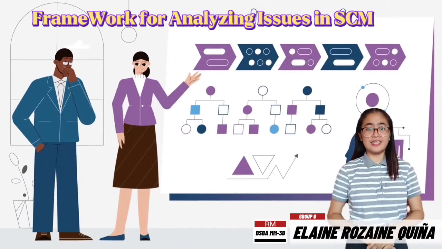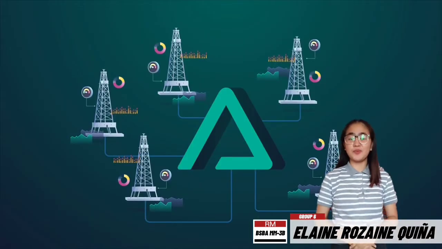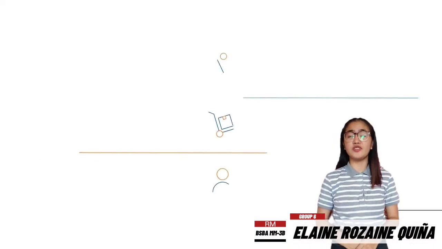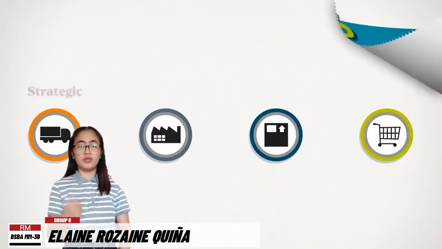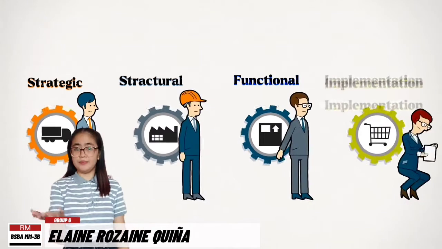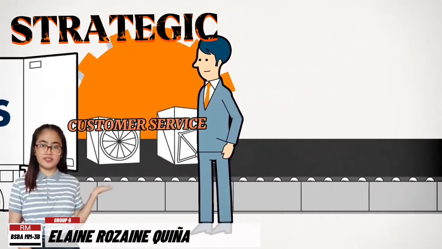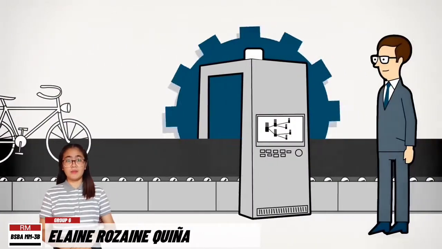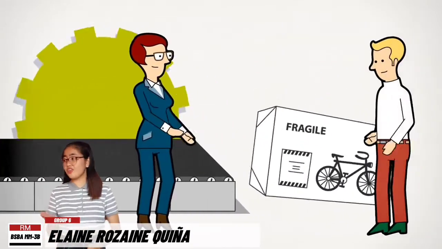Framework for Analyzing Issues in Supply Chain Management, or SCM. It is an essential supporting structure that the retailer must examine in order to solve problems with regard to the supply chain. We have four areas to check: strategic, structural, functional, and implementation. In strategic, we have customer service. Some organizations don't think that this has anything to do with supply chain, but the truth is, the supply chain is only complete if the product reaches the customer.